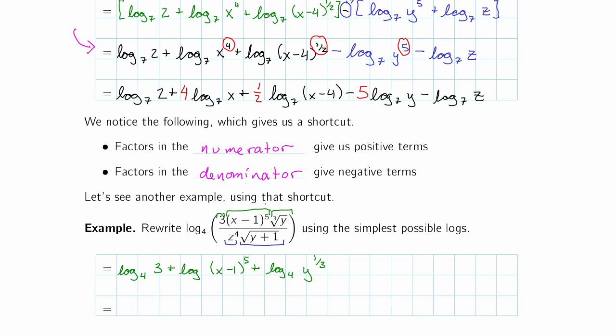In the denominator, we have a z to the 4th. So we'll have minus log of z to the 4th. And then we have y plus 1, take the square root. The square root means the 1/2 power. So we'll have minus log of y plus 1 to the 1/2 power. So that was using the product rule and the quotient rule and distributing a negative sign and rewriting radicals as exponents. Right? We combined a whole lot of steps here.